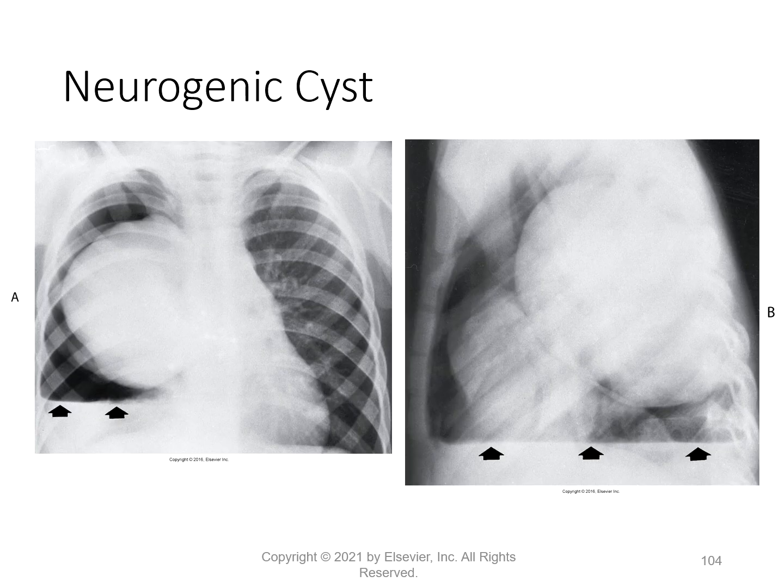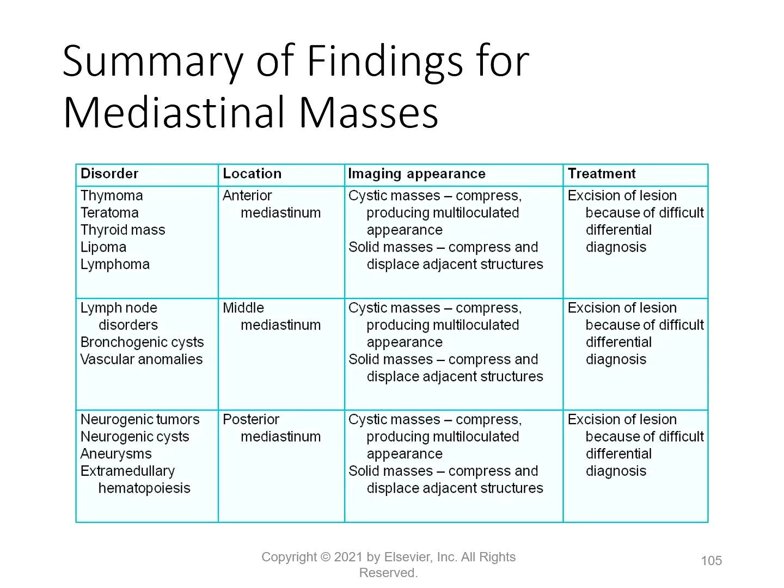So here's a neurogenic cyst. So it's simply a huge cyst that has developed from neural cells. Okay, and if you see this fluid level, you can see that this patient with this cyst also has a pleural effusion. Okay, so you can read through the summary of the findings of the mediastinal masses.